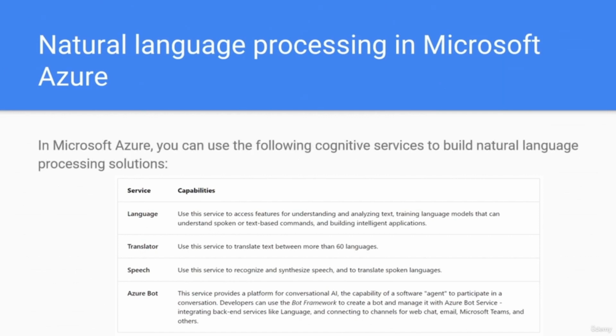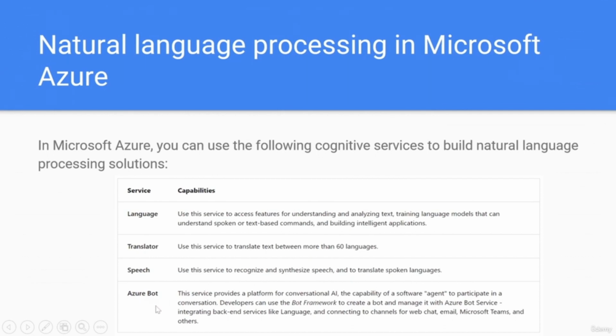In Microsoft Azure, you can use the following cognitive services to build NLP solutions. The first service is Language. This service is used to access features for understanding and analyzing text, training language models that can understand spoken or text-based commands, and building intelligent applications. We have Translator. Use this service to translate text between more than 60 languages. Speech. Use this service to recognize and synthesize speech and to translate spoken languages.